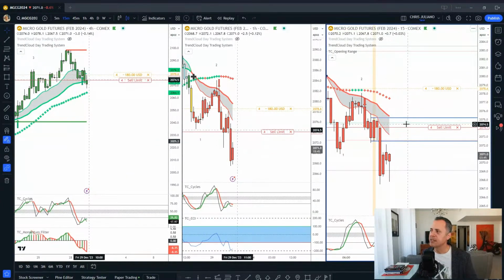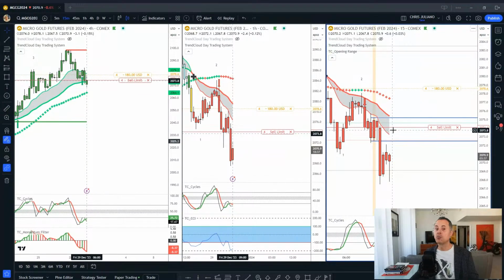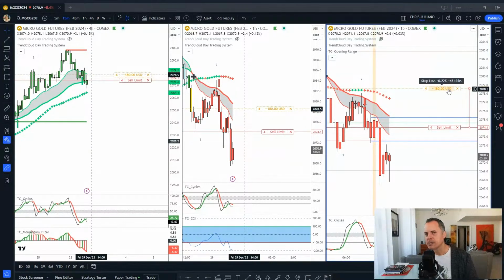So when this pulls into some type of resistance level, along with a supply zone, along with the retest of the opening range, we've got a good chance. I'll take $180 risk, okay, to scale out of a trade and make a little bit of short-term rapid growth.